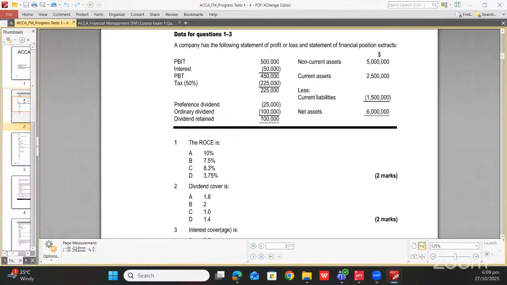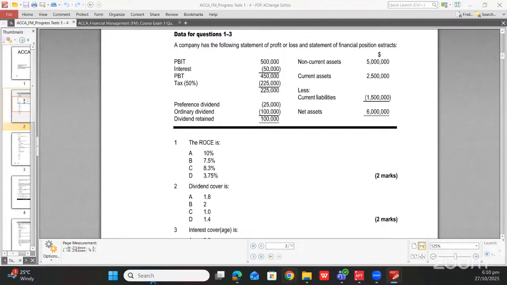So I need your input, and let's look at each of them. The first question asks for the ROCE, the return on capital employed. How do we go about calculating it? The formula is your profit before interest and tax over your net assets, PBIT over net assets. That's what we're going to use to get the answer for number 1. What was the answer for number 1?